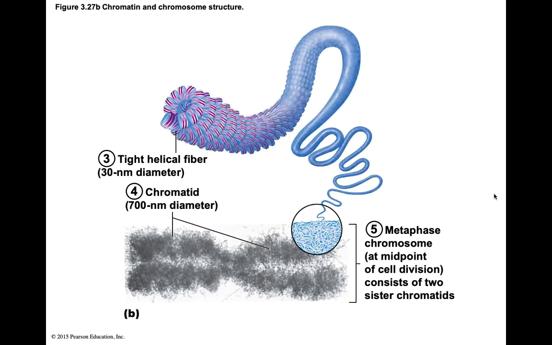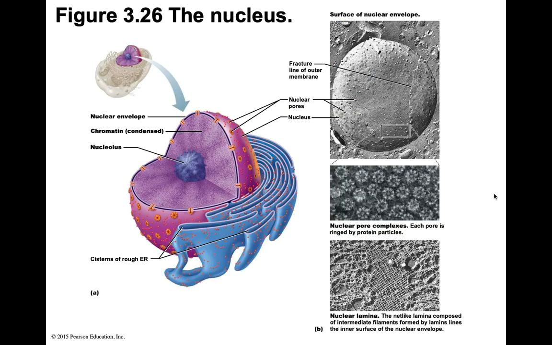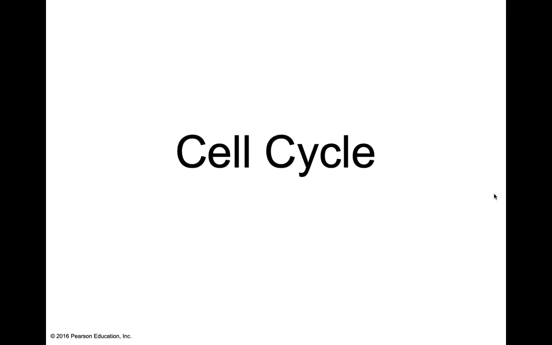So here's an example of what that looks like. A chromatid is half of a chromosome. You have all of the chromatin that's supercoiled to create our chromosomes. Again, this is more pictures of our nucleus that we talked about. This is, of course, where our DNA is located inside of the nucleus because we have eukaryotic cells.